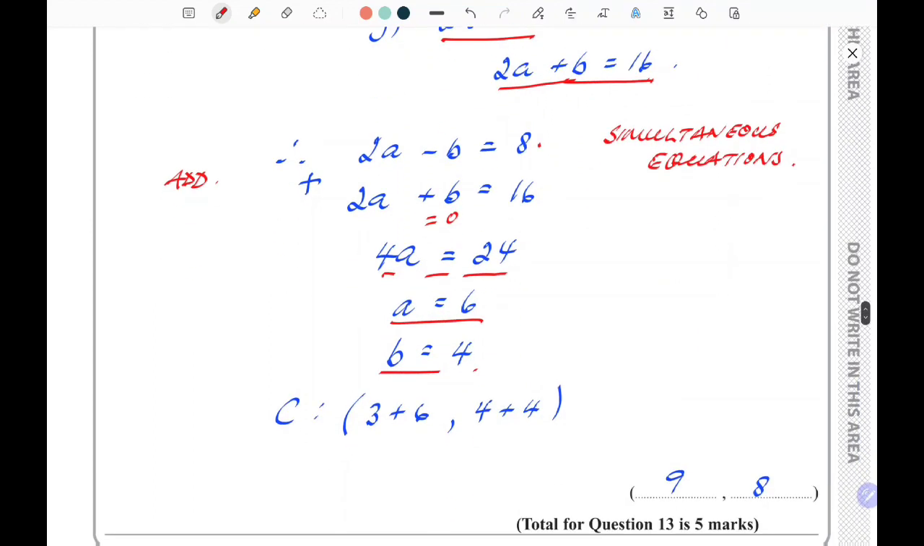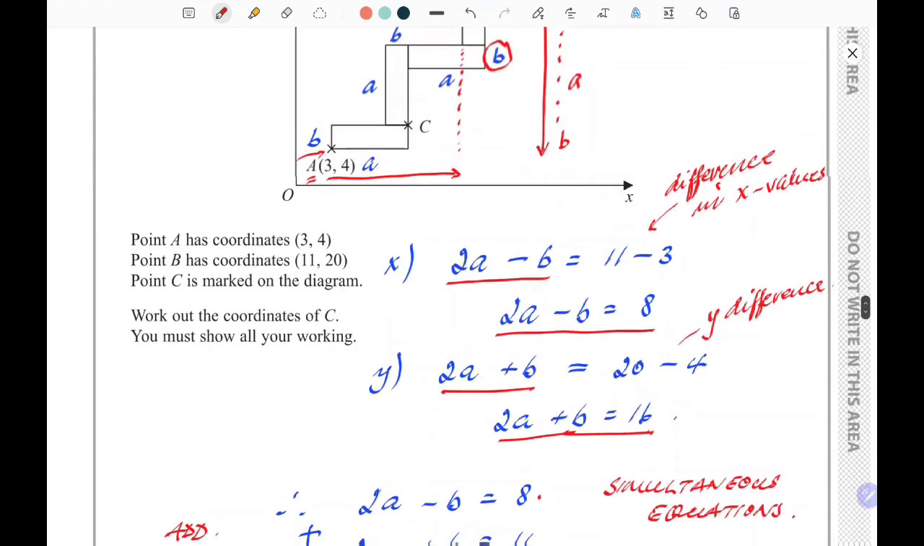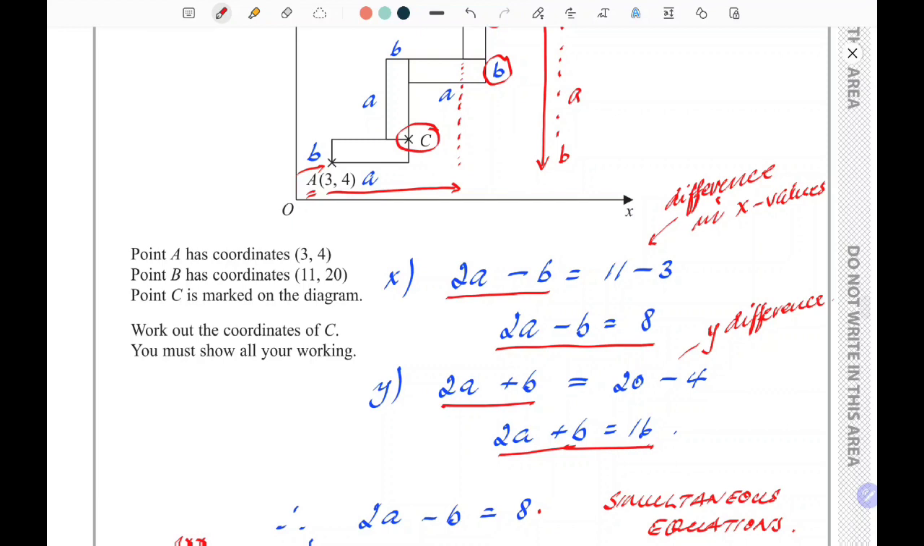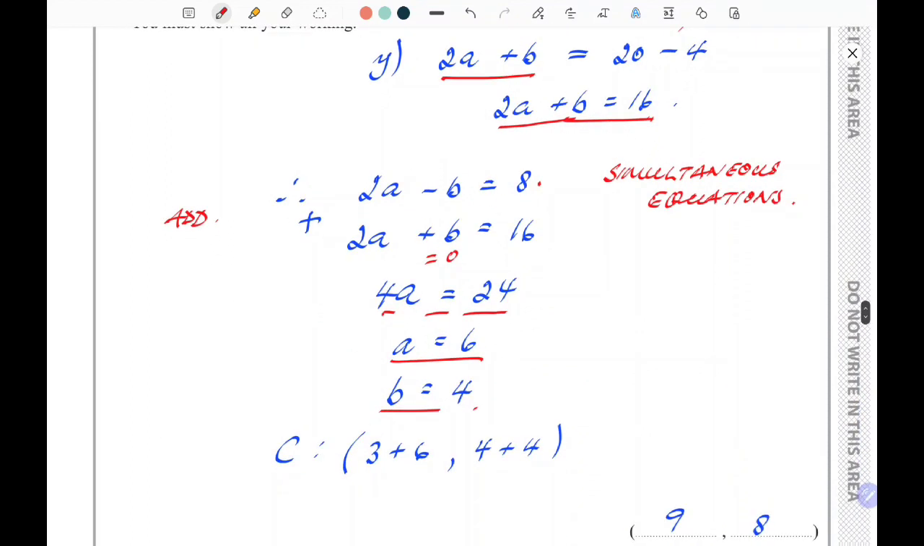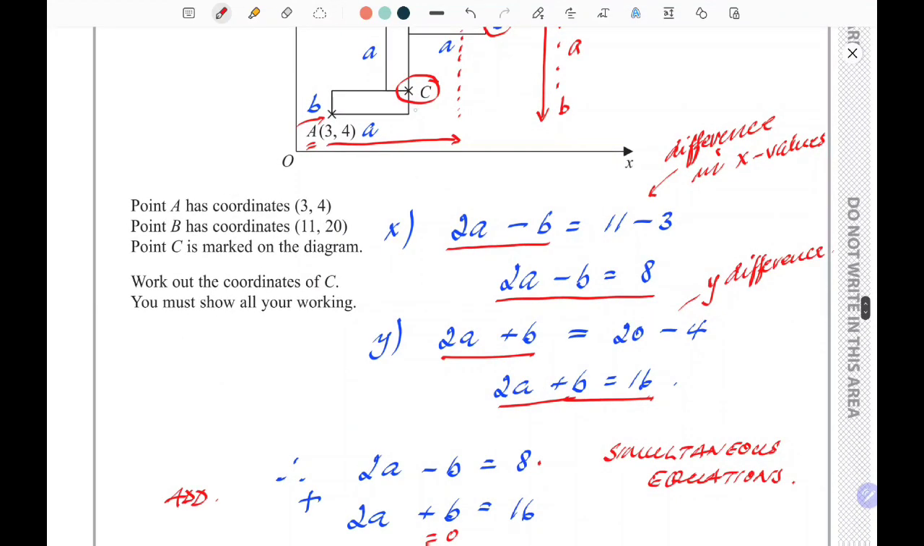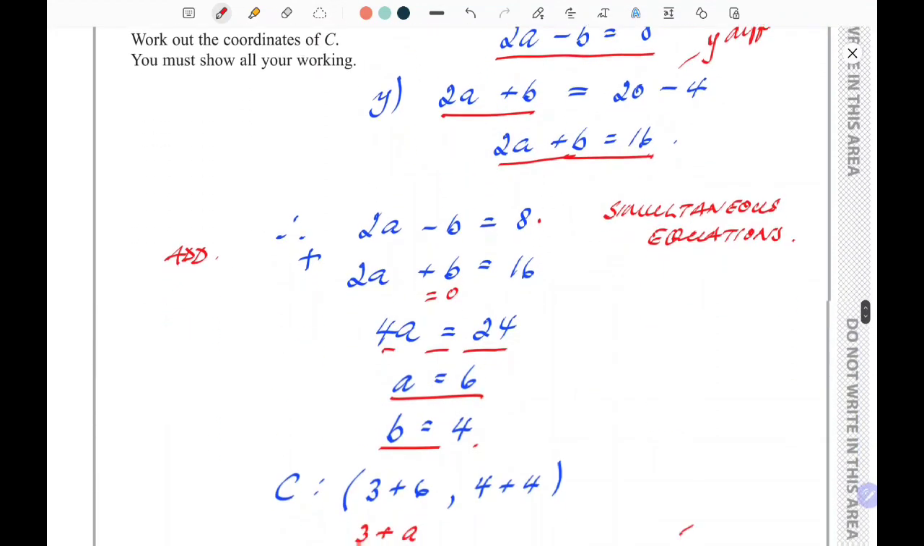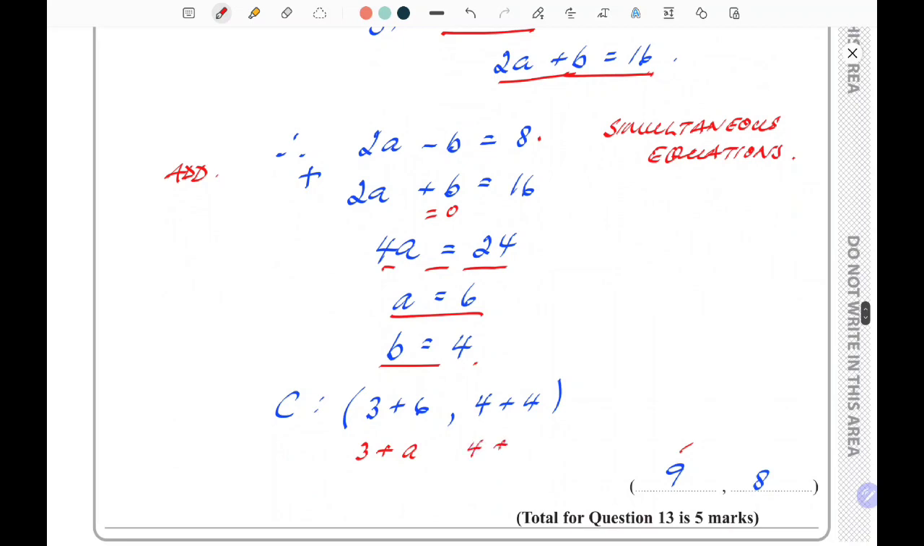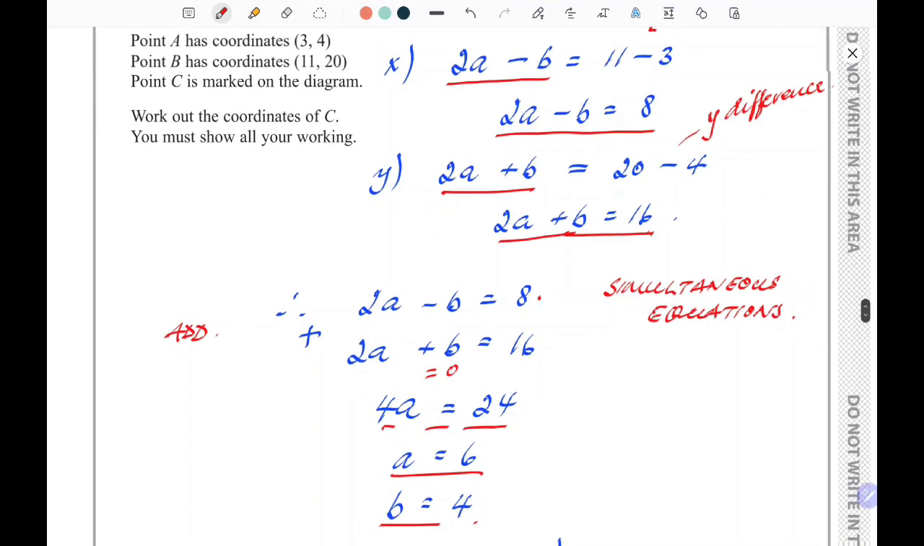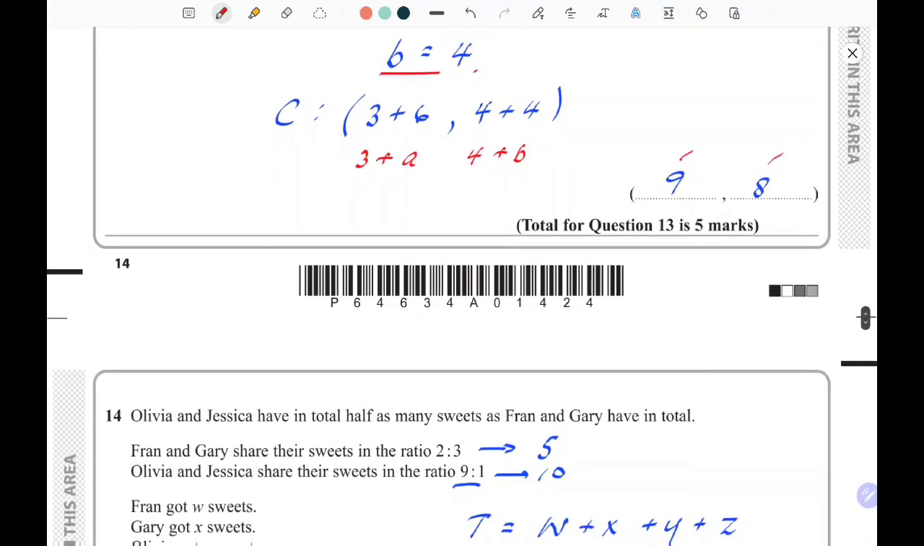And therefore, the values we've got, going back up to the diagram, for c, we can see that it's going a across on the x-axis, so that's 3 plus a, that's 3 plus 6 equals 9, and on the y-axis, it's going up just 1. So the short side, that's b. So this one is 4 plus b, and that gives us 8. All right? So that basically is working out simultaneous equations derived from a graph and the shapes.